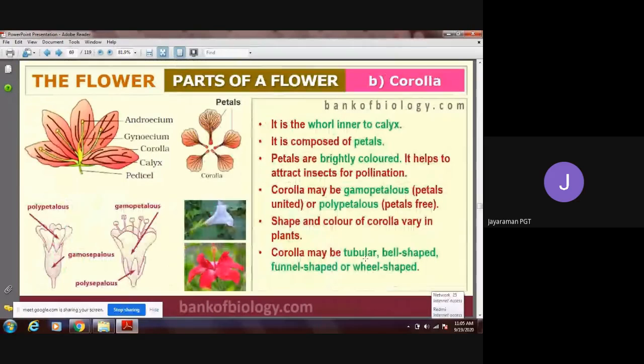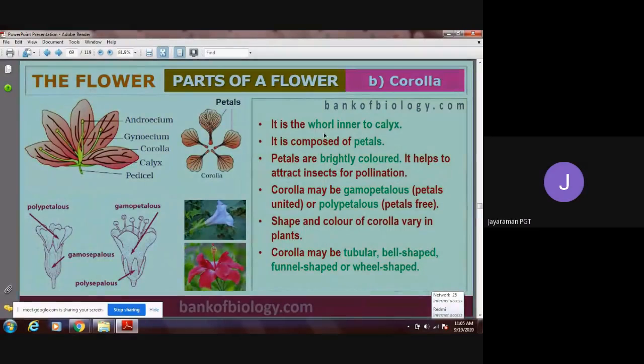Coming to the corolla, the basic points. It is inner to the calyx, made up of petals, brightly colored, so it can attract insects for pollination. This is the functional aspect. Then the corolla may be gamopetalous or polypetalous. These terms you have to note down. Gamo means fused petals, and poly means free petals.